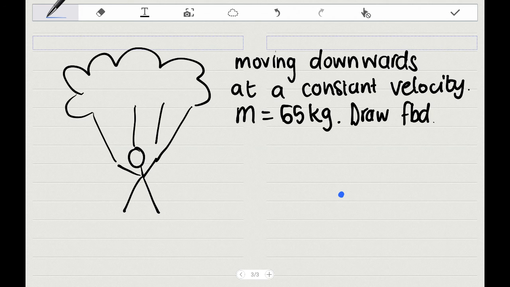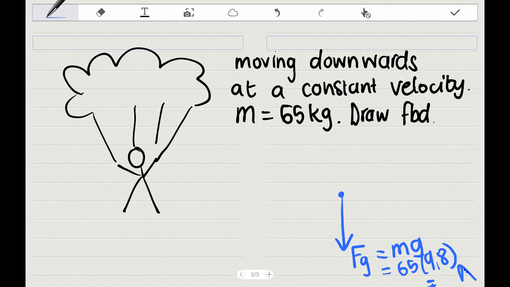Okay, so what forces are acting on him? Well, he's moving downwards. What is causing that downwards movement? Well, he's on Earth, so it can only be the gravitational force. Okay, and the gravitational force is m times g, and in this case it is 65 times 9.8. You guys can go calculate that, and the unit is newtons.